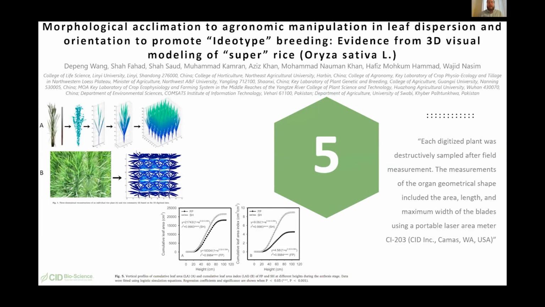So the fifth study that I wanted to look at, just because it really caught my eye, is a study that looks at 3D visual modeling of super rice, and using that 3D visual modeling to help predict changes in the leaf phenotype based on the agricultural practice and the agricultural manipulation. They're looking at two different practices: the farmer's practice, which is FP, and the super high yielding practice, and looking at how the phenotypic plasticity is changing between these two practices of the same cultivar of super rice.